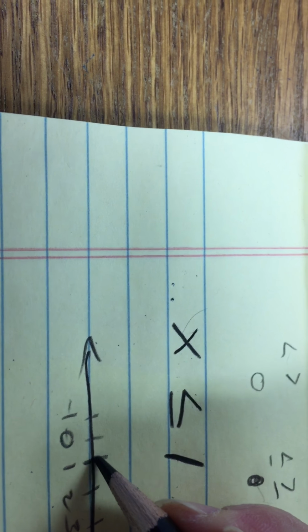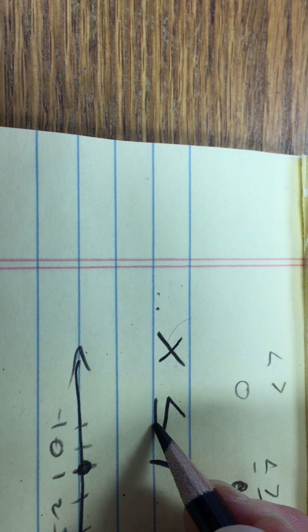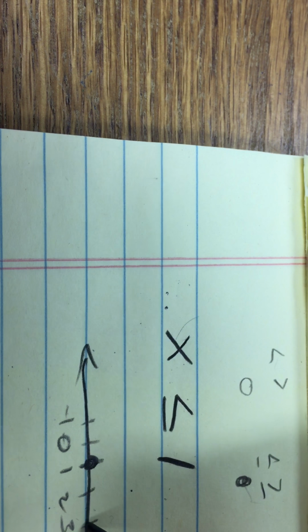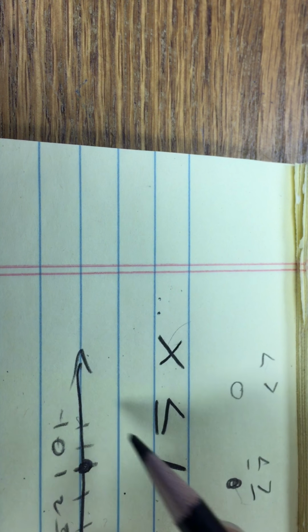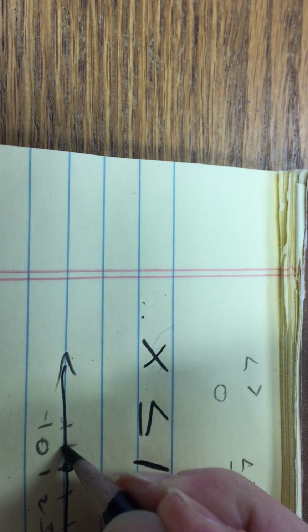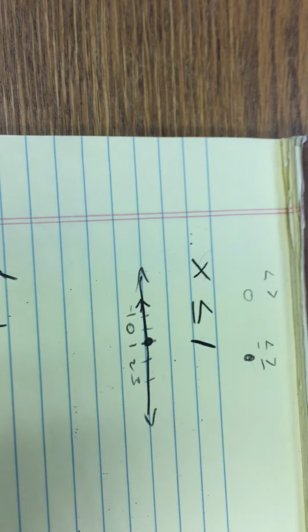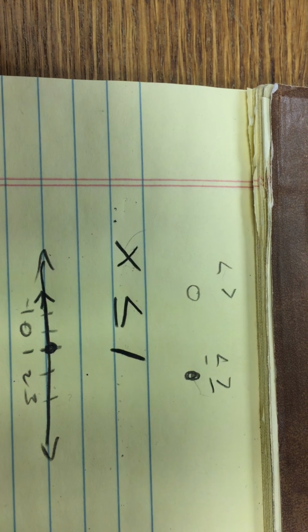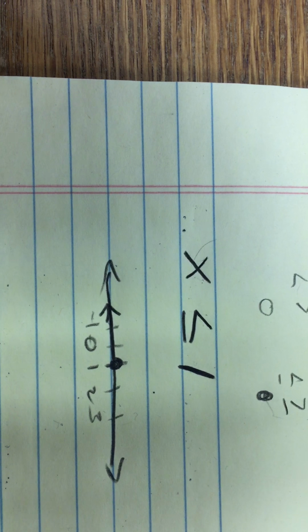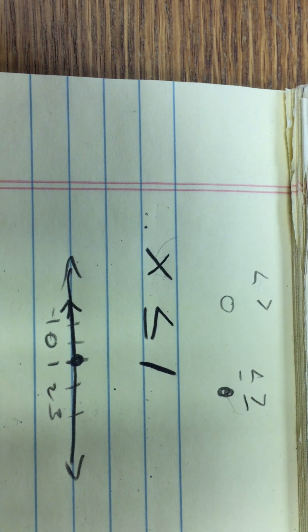0, negative 1. So we have here a closed dot because it's equal to. And then since it's less than 1, if something is less than 1, 0 is less than, so that means arrow to the left. So graphing our inequality, x less than or equal to 1, looks like this. Now, this is just a review problem because we're going to have problems like this in our assignment.